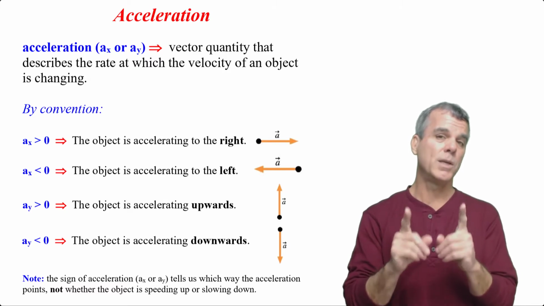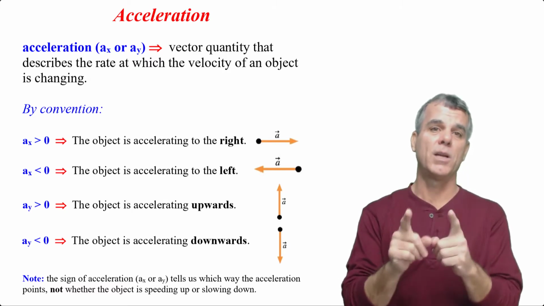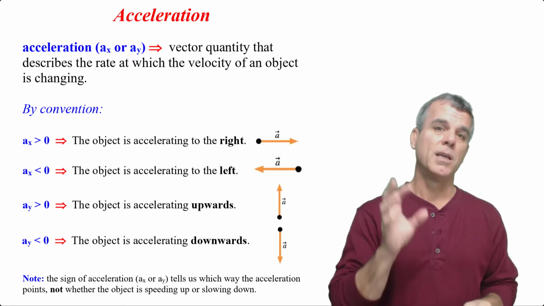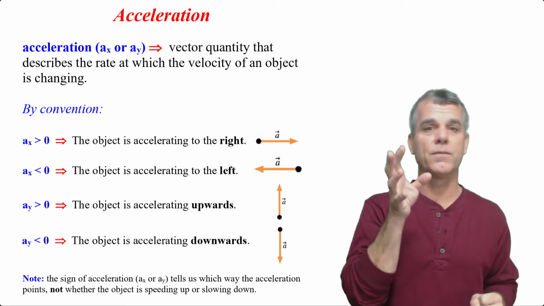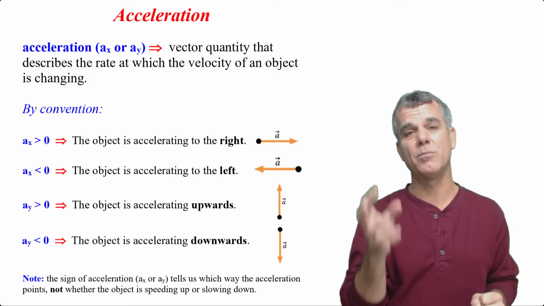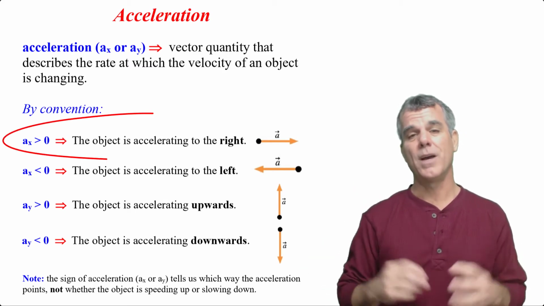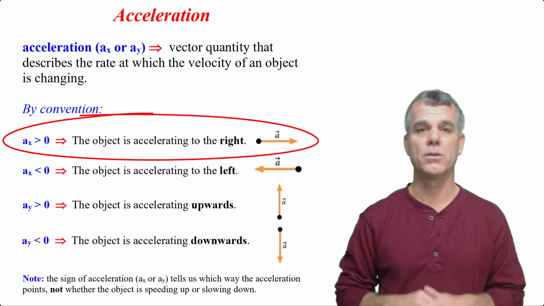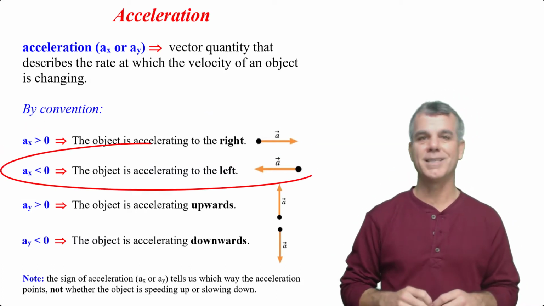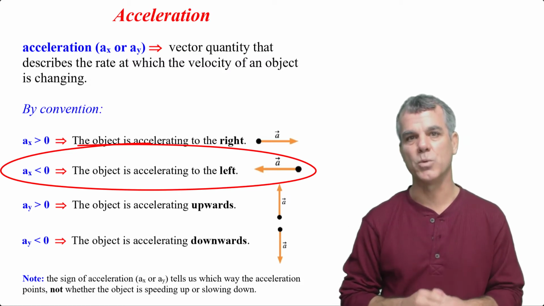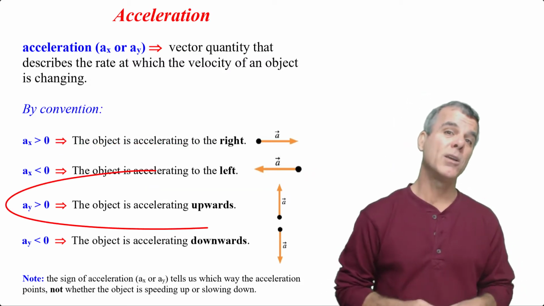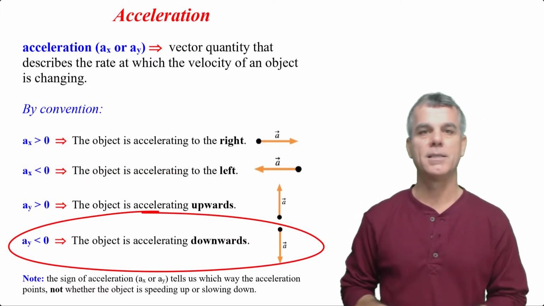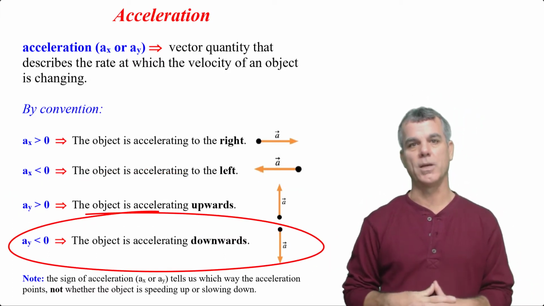Now, a tricky point is positive acceleration does not mean an object is speeding up. It only means the vector for the acceleration is pointing in the positive direction. So if I have ax greater than 0, that means the acceleration is pointing to the right. If I have ax less than 0, that means the acceleration is pointing to the left. ay greater than 0 means the acceleration is pointing straight up. ay less than 0 means the acceleration is pointing straight down.